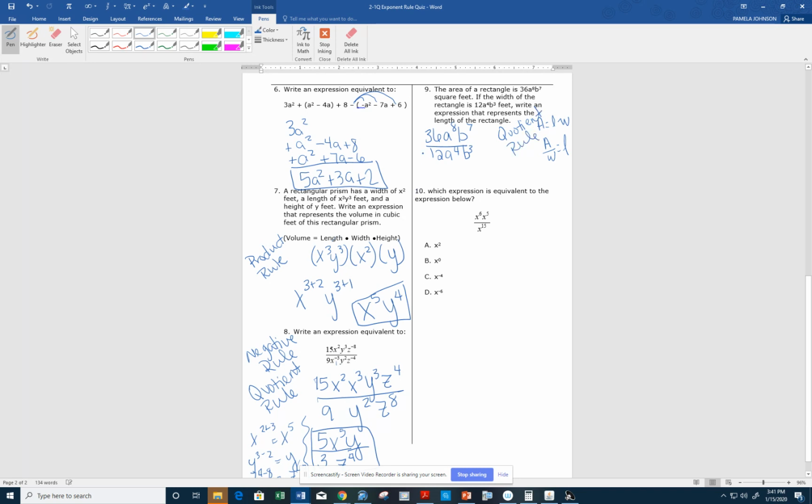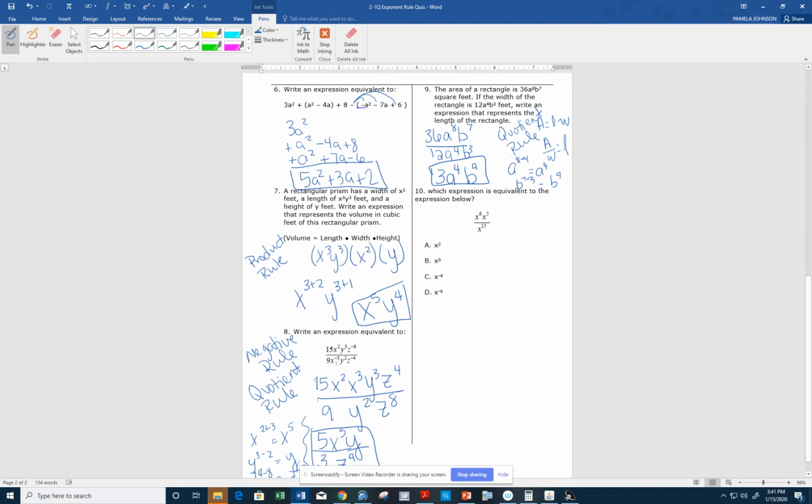With my quotient rule, I'm going to have 36 divided by 12, I'll get 3. I'll do my a to the 8th minus 4, because I'm going to subtract my exponents. So 8 minus 4, I get a to the 4th power. And I'm going to have my b to the 7th minus 3, and get b to the 4th there. So 3a to the 4th b to the 4th.